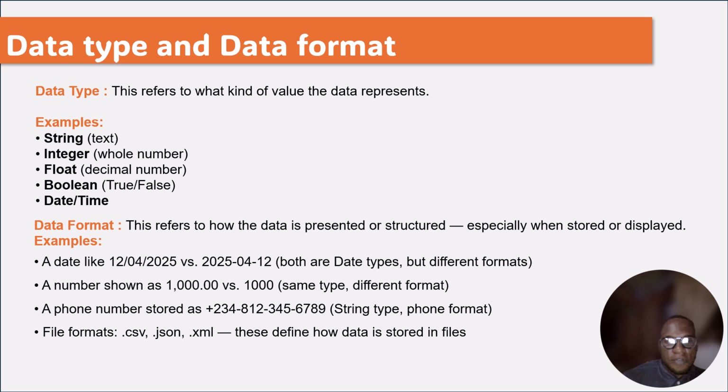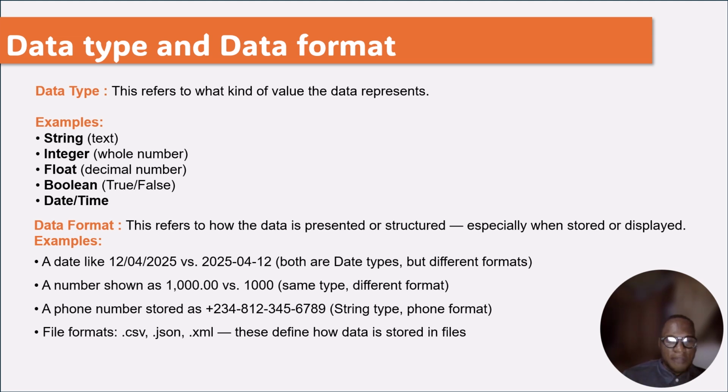Now we have +234-81. This means Nigeria, like that. Sometimes the phone number might be written as 070, things like that, like 0708081. So you have to understand all these types. Now look at this one. This one is a string type, and then it is a phone format.